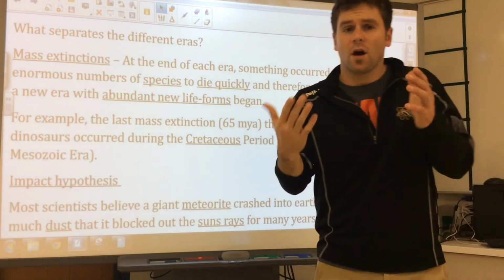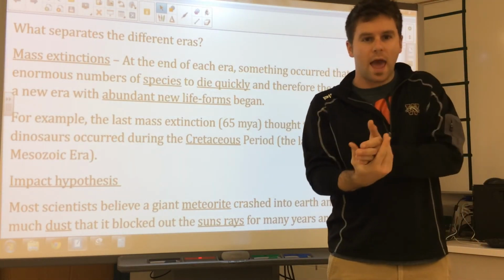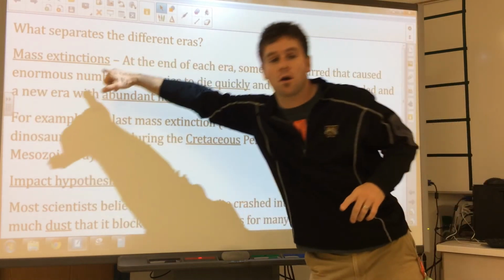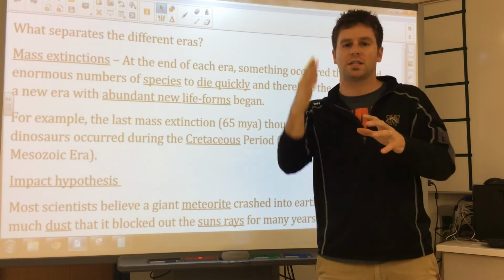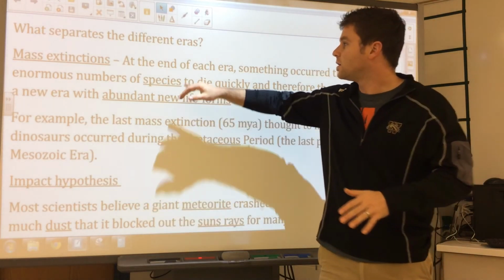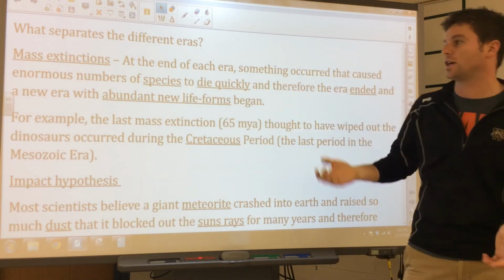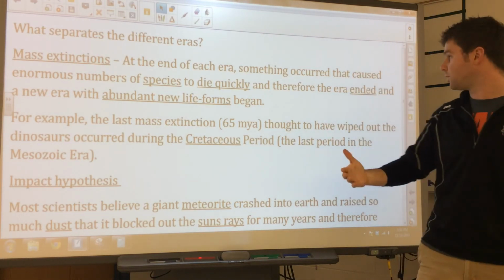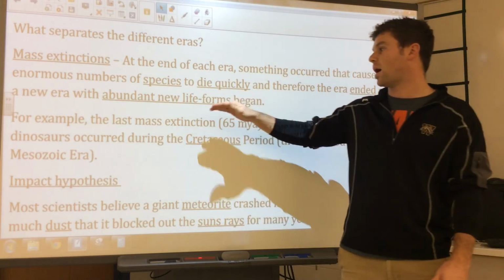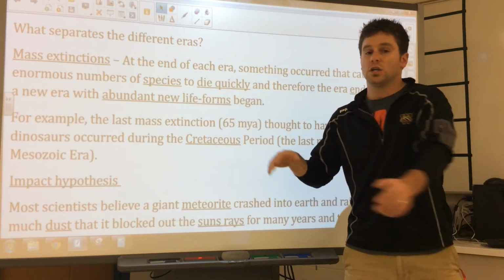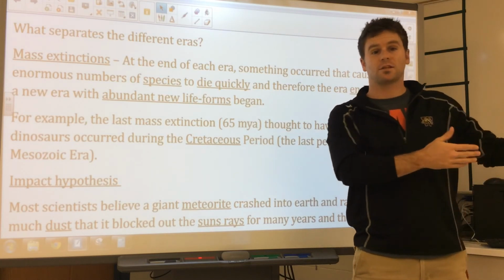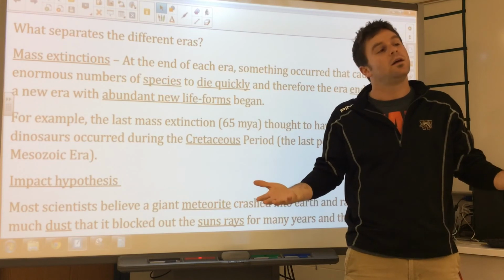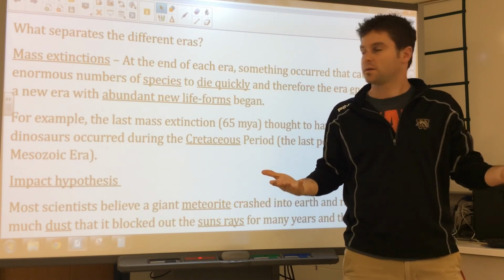Now, what causes the end of one era and the beginning of another? Well, a couple different things, right? A mass extinction is truly what causes the end of one era and the beginning of another, right? At the end of each era, something occurs that causes an enormous number of species to die quickly, and therefore the era ends. And a new era with abundant new life forms begins, right? So a massive killing of lots of dominant species like the dinosaurs gave rise to the mammals, being better suited for the environment, okay?